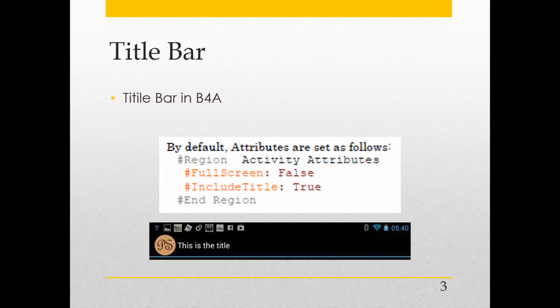Title bar. The title bar in B4A uses the include title activity attribute. If the include title activity attribute is set to true, an activity will display a title bar below the status bar at the bottom of the screen. Now you should be able to directly rectify where the title bar is when you are designing an Android application in B4A using the Visual Basic .NET programming language, like you're doing in the classes at the moment.